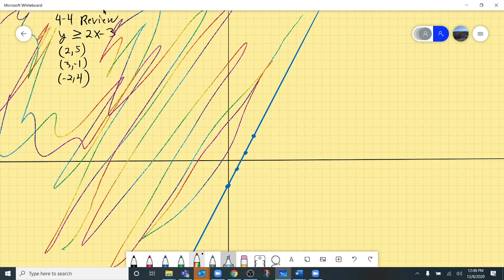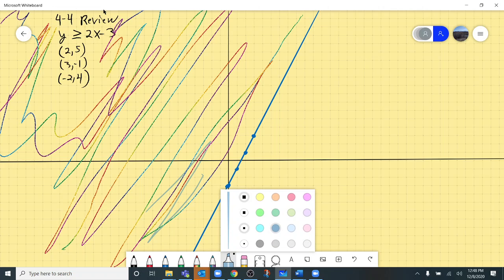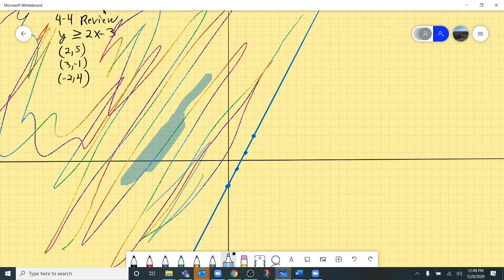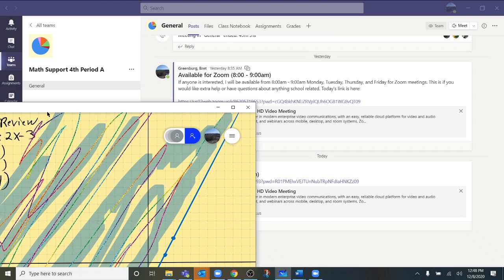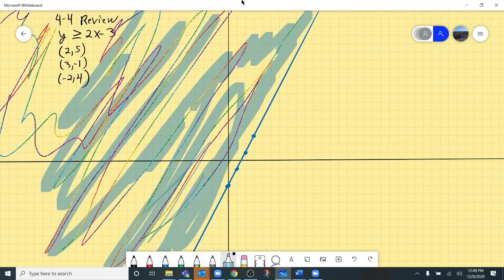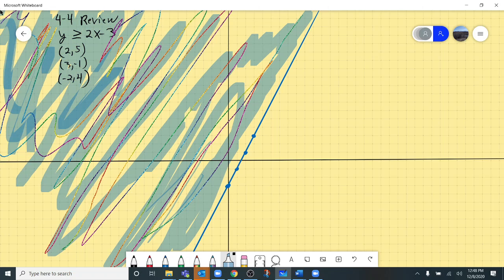Maybe I should use a highlighter. That doesn't work very much better. Can I change the tip size? That works better. Okay, so all of this is going to be, still not. Anyway, all of this is going to be filled in. Whoops. That's kind of, okay, I'm just having too much fun at this point. Okay, so all of that's going to be filled in.